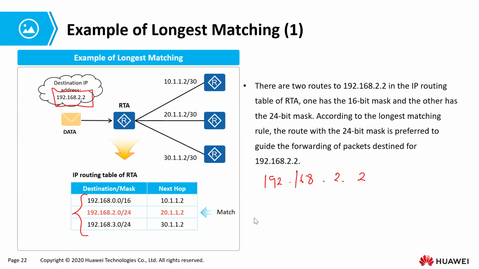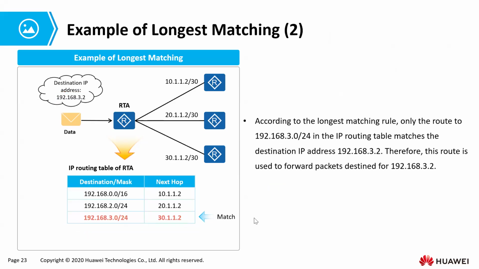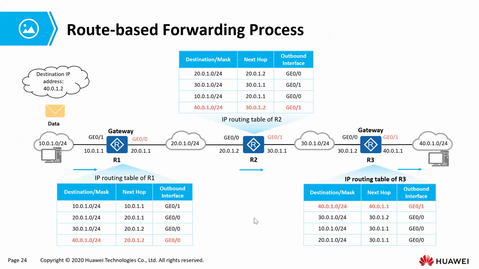So that is basically what longest matching is. It's a method used by a router to choose the route to the destination network using the routing table. I won't be doing another example. Let's go directly to the route-based forwarding process.